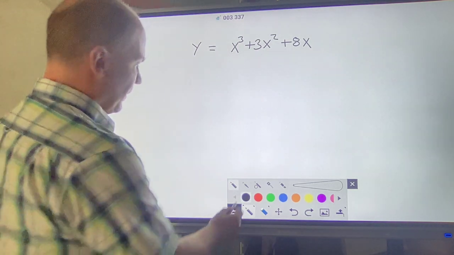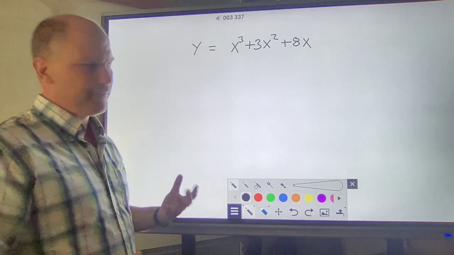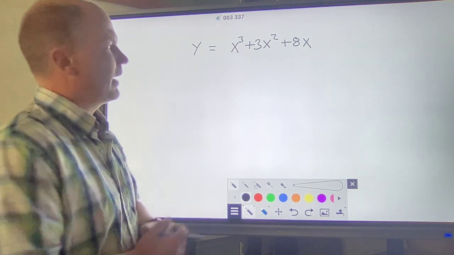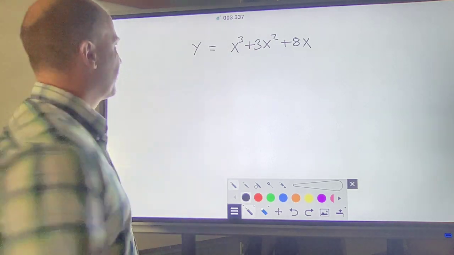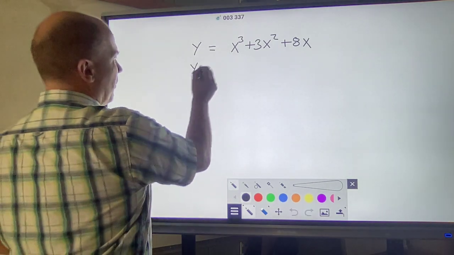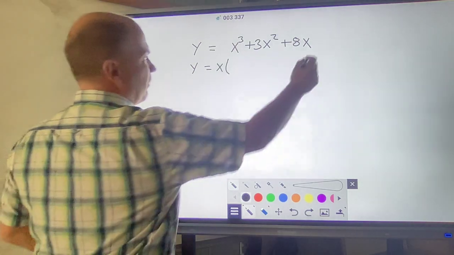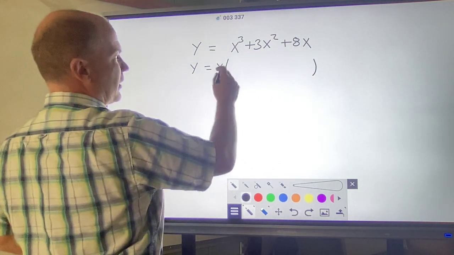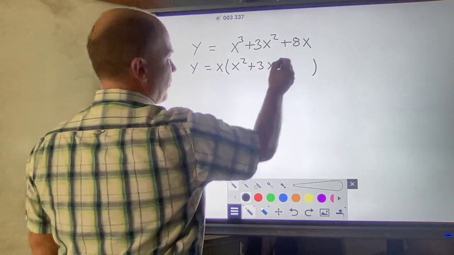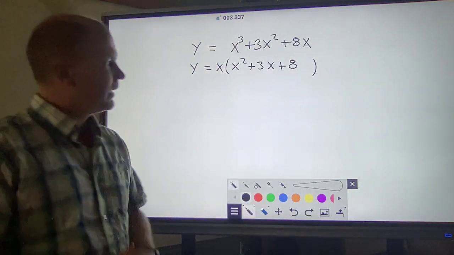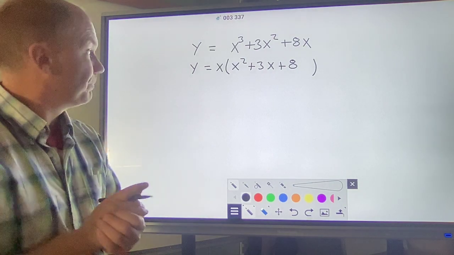And the only technique we have now is to be able to factor out something, because we can't deal with x cubed. We just don't have those kinds of skills yet. What I notice is that everything has an x in it, so I'm going to factor out an x, and I end up with x squared plus 3x plus 8.